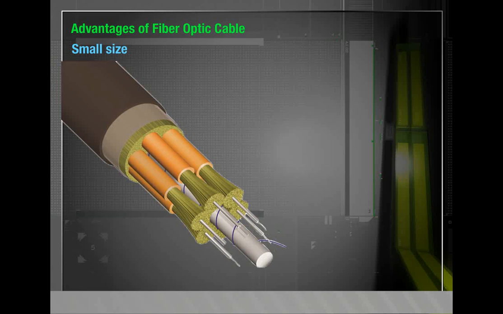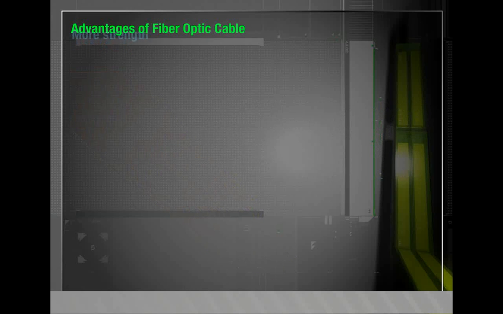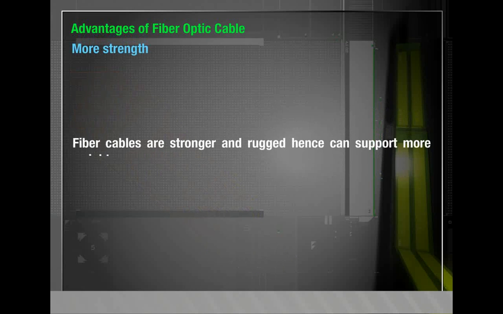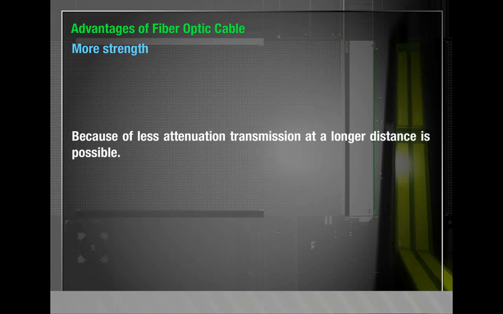Small size. The diameter of fiber is much smaller compared to other cables. Therefore, fiber cable is small in size, requires less storage space. More strength. Fiber cables are stronger and rugged, hence can support more weight. Long distance transmission. Because of less attenuation, transmission at a longer distance is possible.